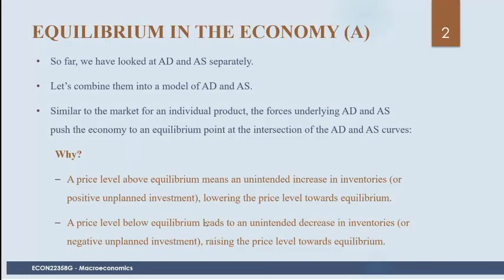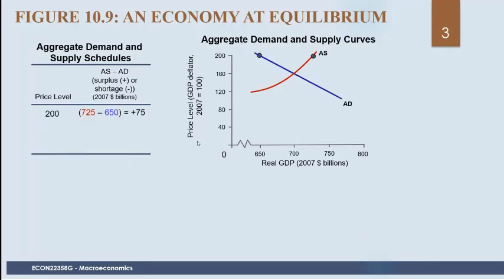And so that would tend to lower the price, because when you have surpluses, firms are going to want to get rid of those. They don't want to hold on to that inventory. And then if the price level is below the equilibrium, that would result in an unintended decrease in inventories or negative unplanned investments, and that would raise the price level towards equilibrium. So again, similar to a single market, there's a story for why the economy would move towards the center, to the intersection, right? So if here the price level was above the equilibrium at 200, we would have a surplus.